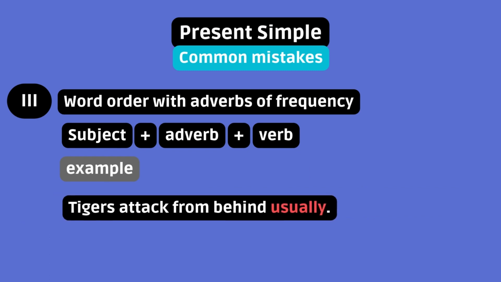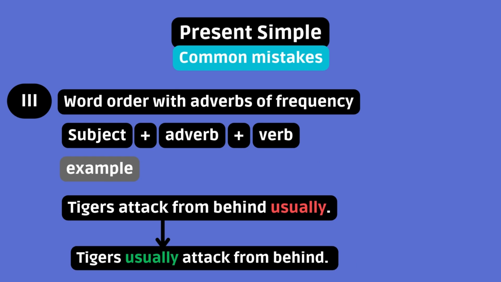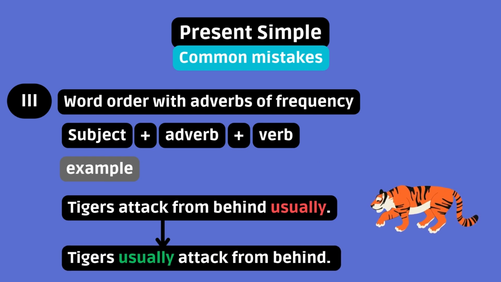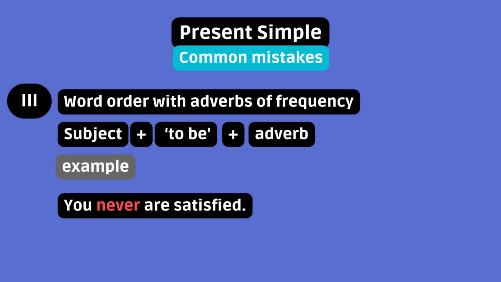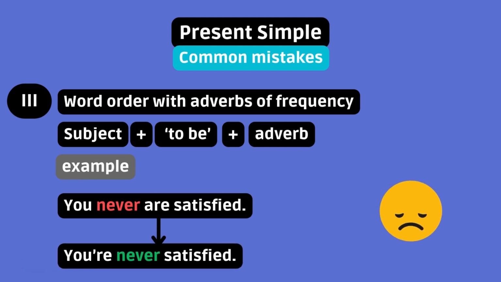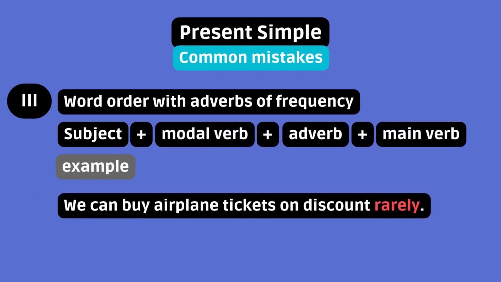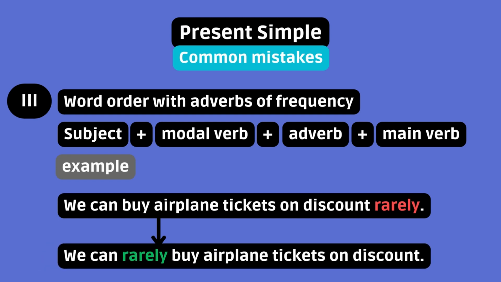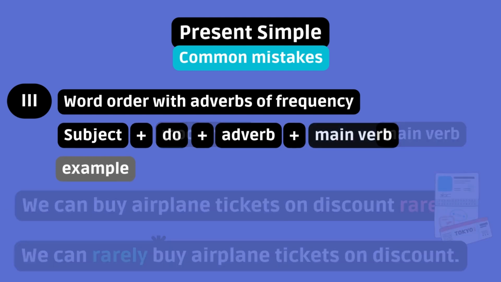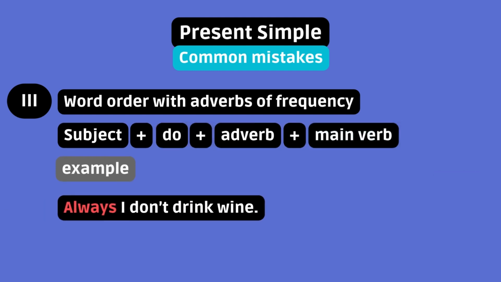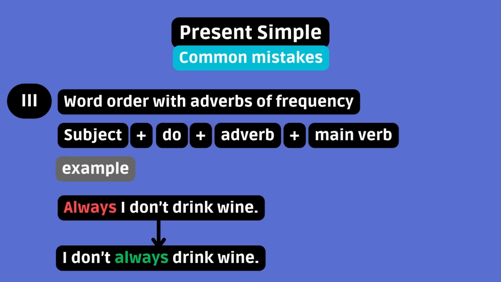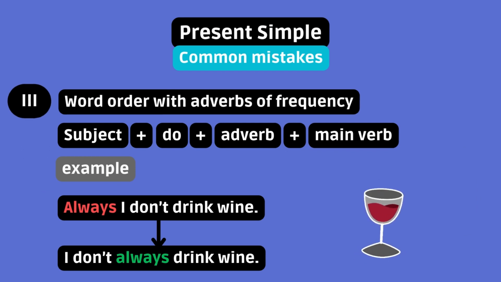Example: tigers attack from behind usually. Should be, tigers usually attack from behind. You never are satisfied. Should be, you're never satisfied. We can buy airplane tickets on discount rarely. Should be, we can rarely buy airplane tickets on discount. Always, I don't drink wine. Should be, I don't always drink wine.